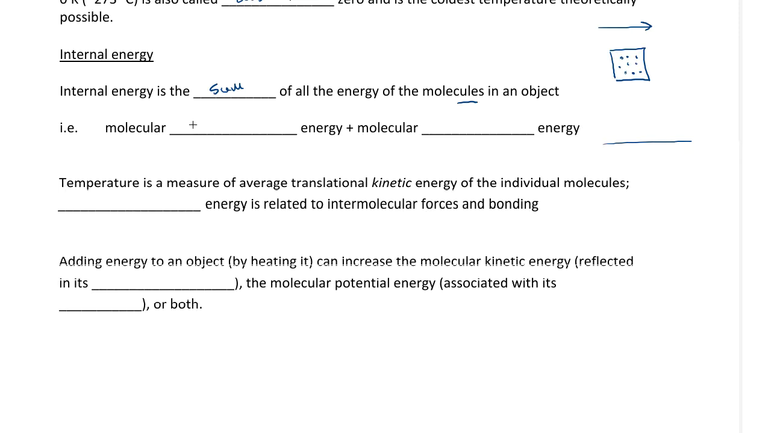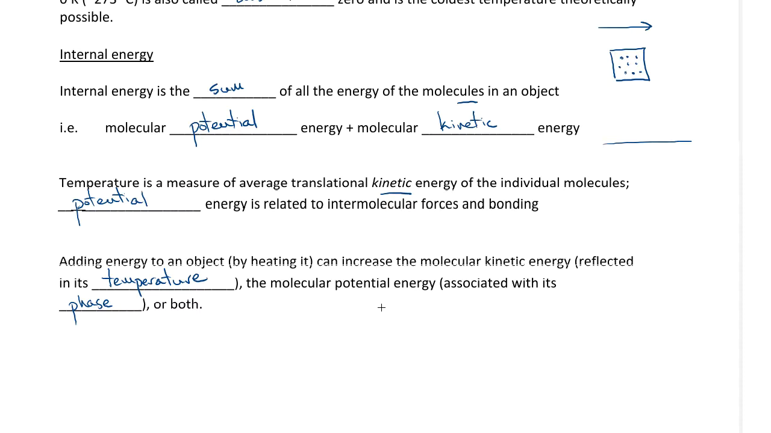So the internal energy is made up of the molecular potential energy and the molecular kinetic energy. And we've already seen that temperature is a measure of the average translational kinetic energy. The potential energy is related to intermolecular forces and bonding. When you add energy to an object by heating it, transferring heat to it, you can either increase the molecular kinetic energy, which is reflected by an increase in temperature. If the average translational kinetic energy is increasing, the temperature will increase. You can also increase its molecular potential energy, and that's associated with its phase, whether it's a solid, a liquid, or a gas. And the energy that you add can go into one or the other, or both.